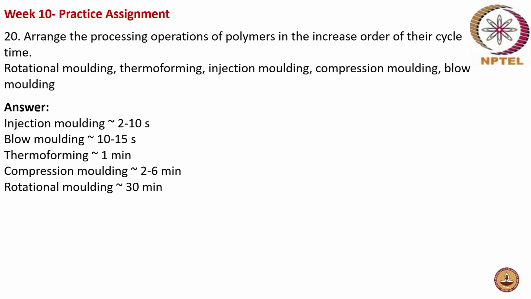Whereas rotational molding is used for making water storage tanks and the like. The thickness of the tanks should be very good so that they can hold a large volume of water, so it requires 30 minutes. So you can see how low the cycle time is for a polymeric operation, and that is why we end up using polymers across different applications.